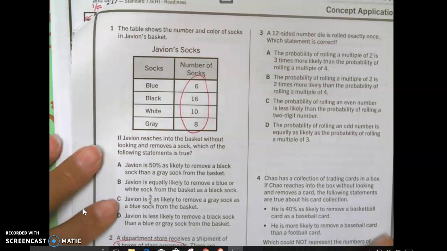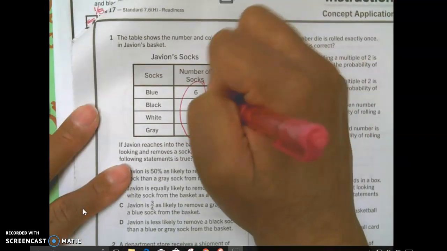Okay, somebody said it already. Yes, it's 40 total.